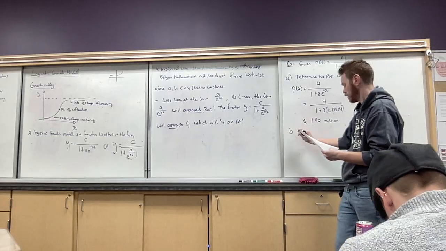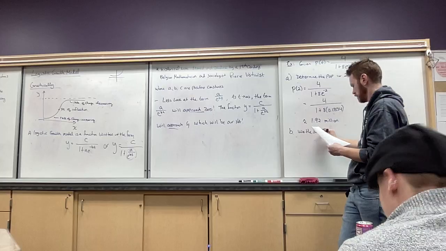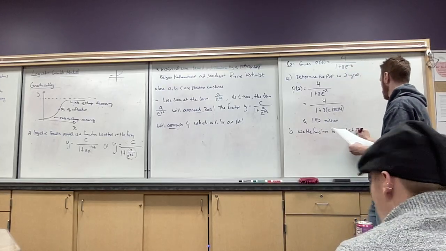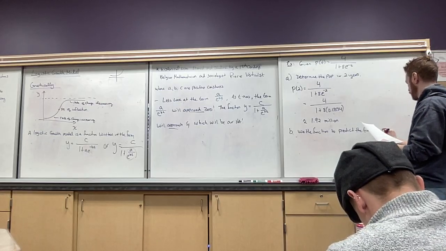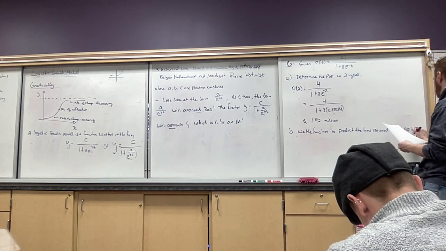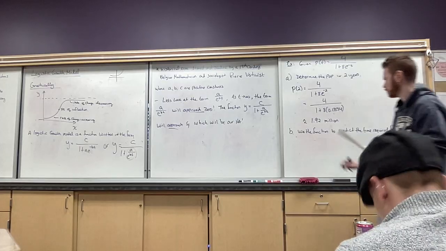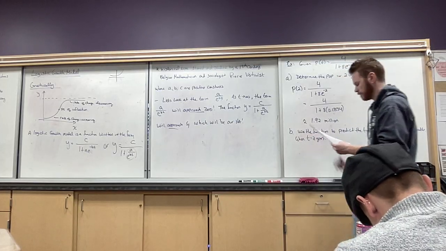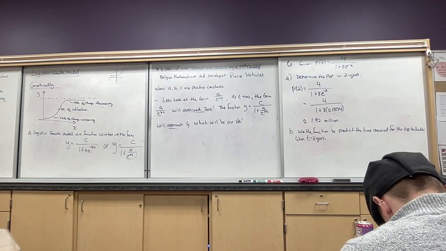Okay, part B. Use the function to predict the time required for the population to double, when t is 2 years. So that's what we're going to figure out next.